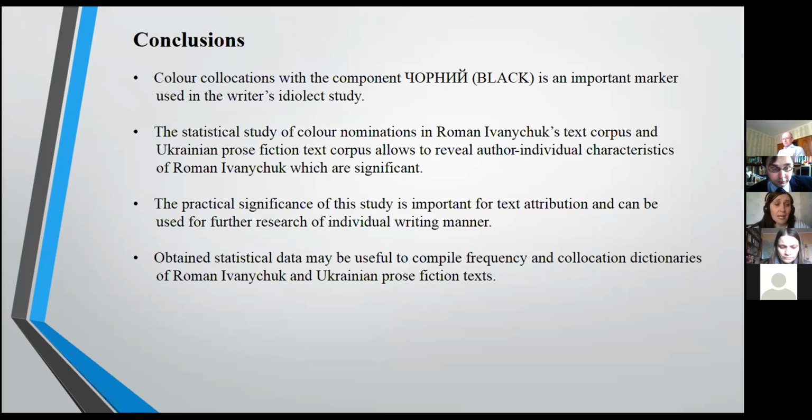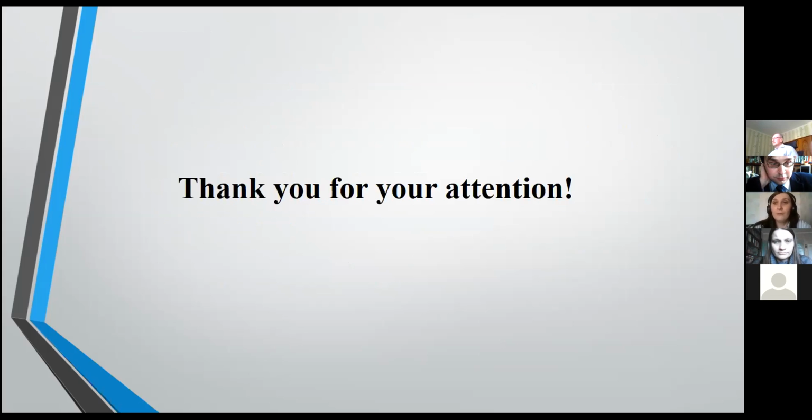Text corpus is reliable material for statistical analysis of compatibility of lexical units. The list of obtained high-frequency color co-occurrences in the Roman Ivanychuk text corpus is different from the data obtained from the Ukrainian fiction prose text corpus, which in its turn determines the specificity of the author's idiolect. Color collocation with the component Чорний is an important marker used in the writer's idiolect study. The statistical study of color nomination in the Roman Ivanychuk text corpus and the Ukrainian prose fiction text corpus allows us to reveal significant author individual characteristics of Roman Ivanychuk. Thank you for your attention.